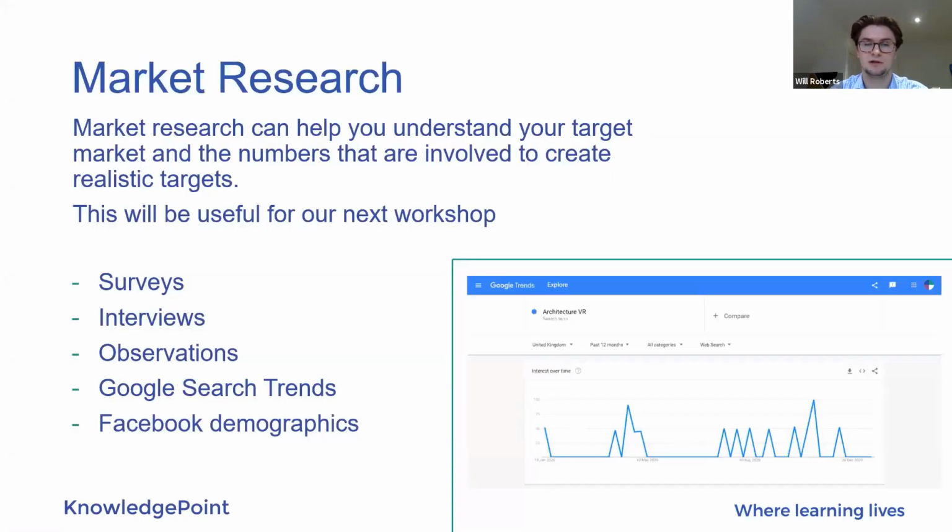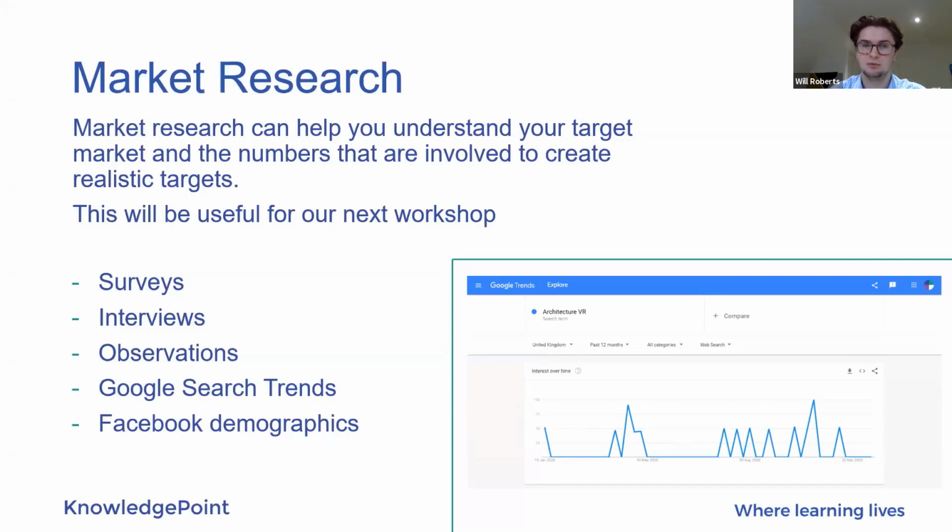So market research. We've now got our assumptions about our demographics, our locations, our psychographics, and our behaviorals. But how do we make this quantifiable? How do we get reasonable targets to be able to achieve? So one of the ways of doing this is through surveys, interviews, observations, Google search trends, and Facebook demographics.